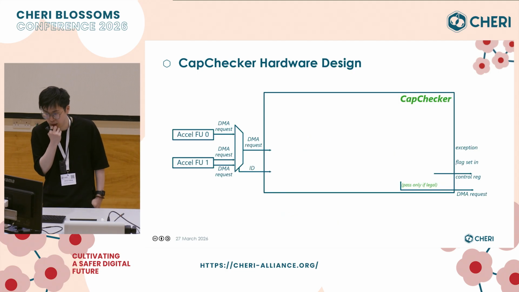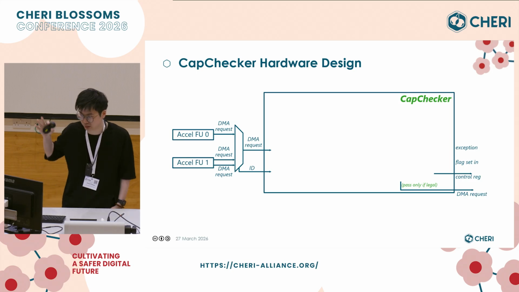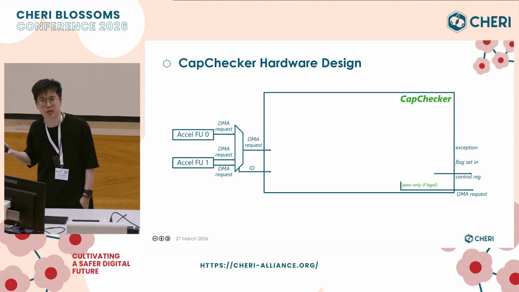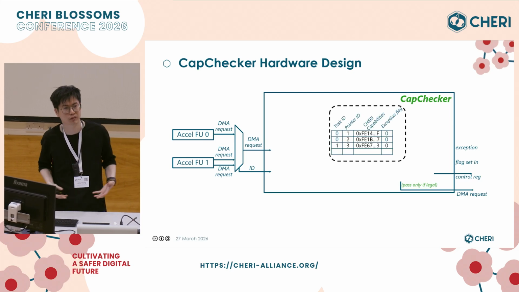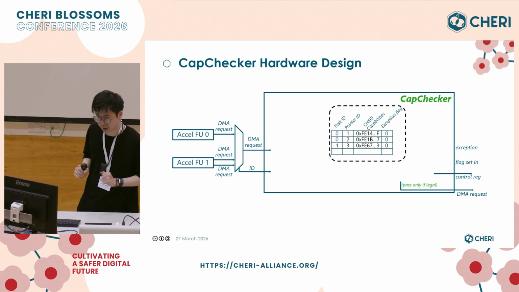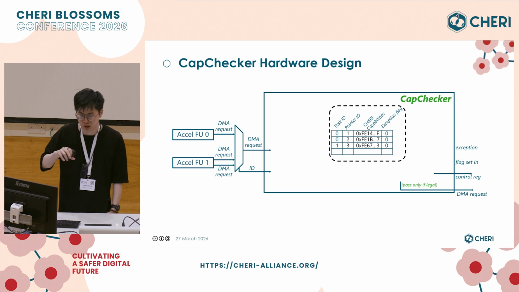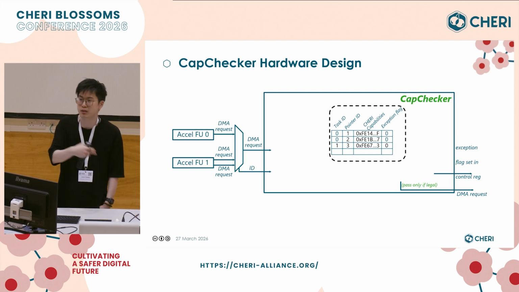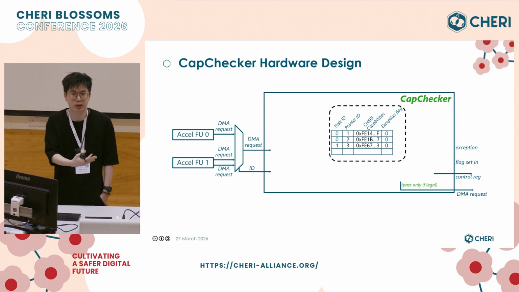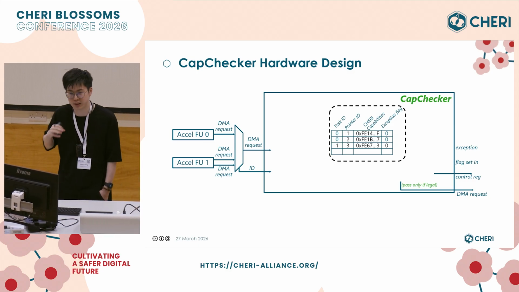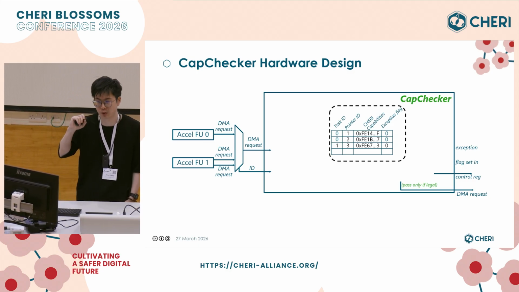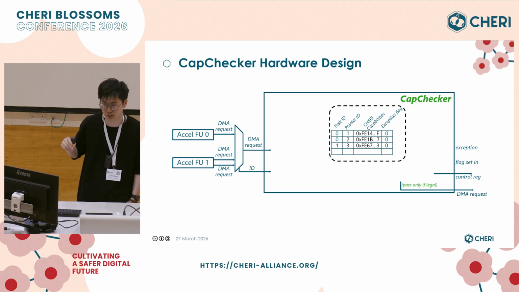Right, so we now illustrate a high-level overview of the CapChecker hardware design. The CapChecker holds a repository of the capabilities, and these are fetched from the CPU side because the data buffers are all allocated by the CPU. So we just fetch the capability from the CPU. These are treated as read-only in the repository, so we can't modify any components.